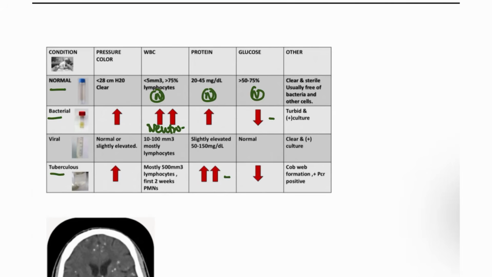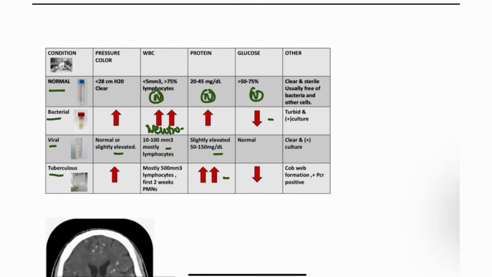Okay, and viral will be mimicking the normal only. Here you can see no neutrophils will be seen, and elevation of the protein is very slight, at an underlying value only, and glucose is normal. So viral and normal will be mimicking the same. In bacterial, the WBC will be elevated. In tuberculosis, it is lymphocytes and protein is highest, and cobweb formation is seen in tuberculosis only.